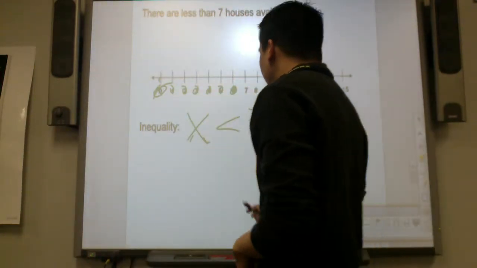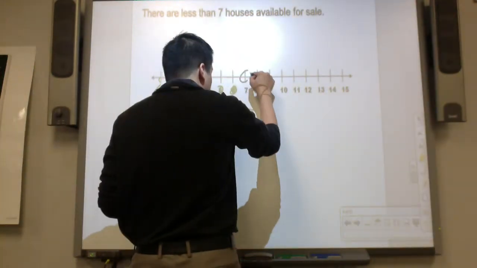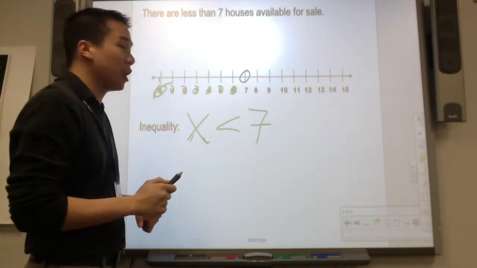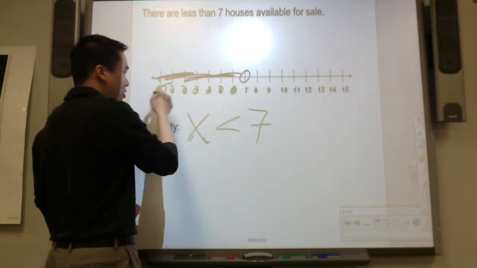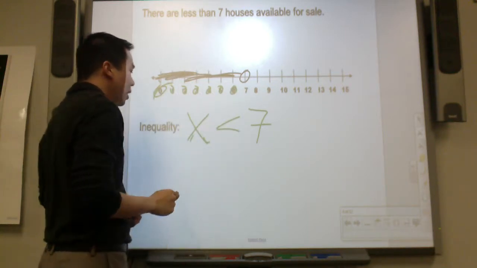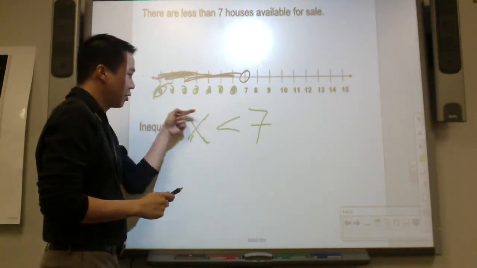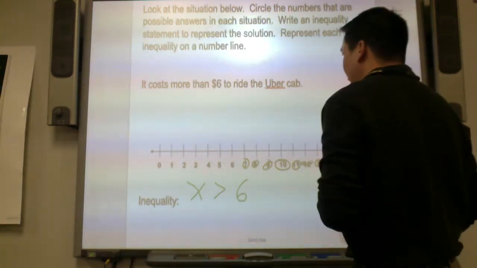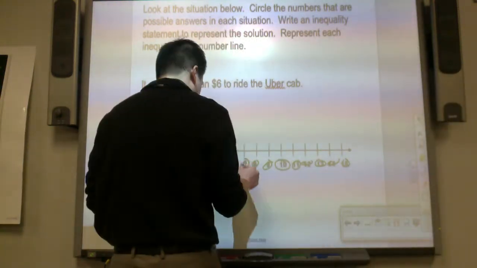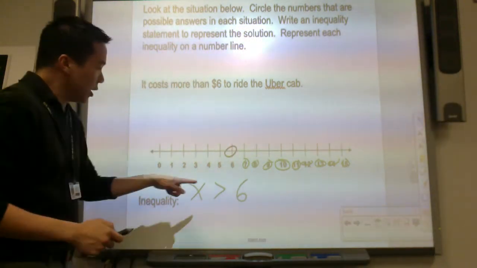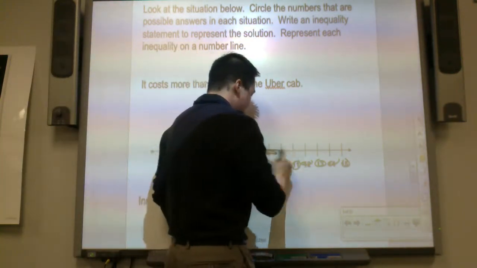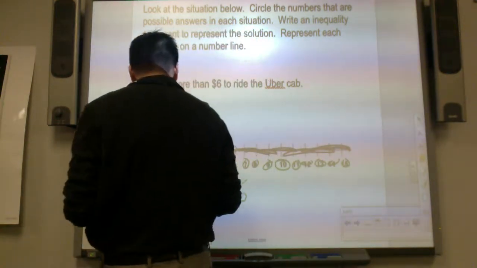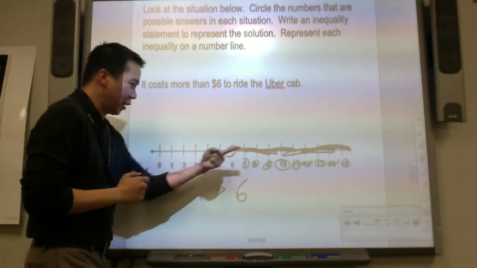And next one, less than 7. So I open dot for 7. Am I including 7? No, I am not. That's why I should not color it. So it shades this way because all these numbers are less than 7. Also the arrows point this way. Next one, last one. I circle 6, open dot. Am I including 6? No, I'm not. As you see, all these numbers are shaded. Also, shortcut, arrow pointing that way.